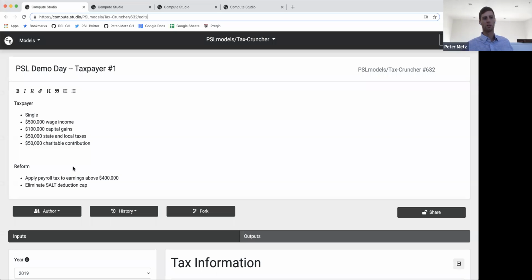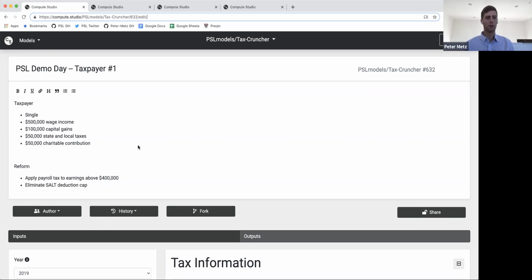Basically, when you use TaxCruncher, you're going to enter two sets of inputs. The first set is going to be your taxpayers' demographics and financial information, basically the information needed to estimate federal income tax liabilities. And the second set of inputs is going to be your federal individual income tax reform. If you joined us 2 weeks ago, Matt Jensen went over how to create a reform through Compute Studio. And if you didn't join us 2 weeks ago, that's okay. I think you'll be able to catch on pretty quickly.